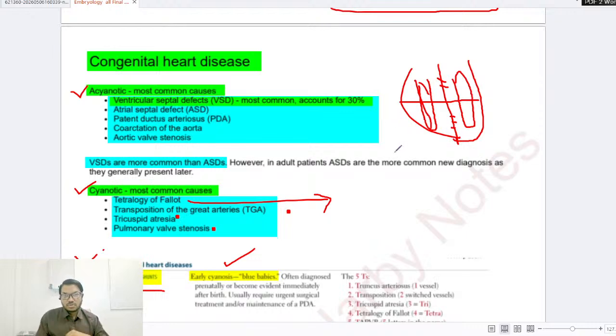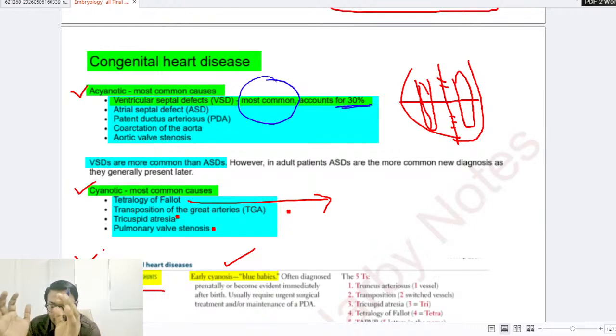So congenital heart disease, cyanotic and acyanotic. Mainly exam questions come from here in this pattern, cyanotic or acyanotic. So acyanotic: ventricular septal defect (VSD), and this is the most common, accounting for 30%. You have an idea about this, just the common concept. No need to go into details. Ventricular septal defect (VSD) 30%.